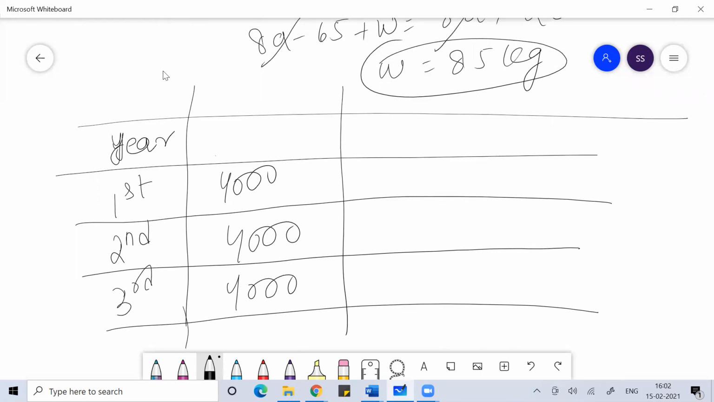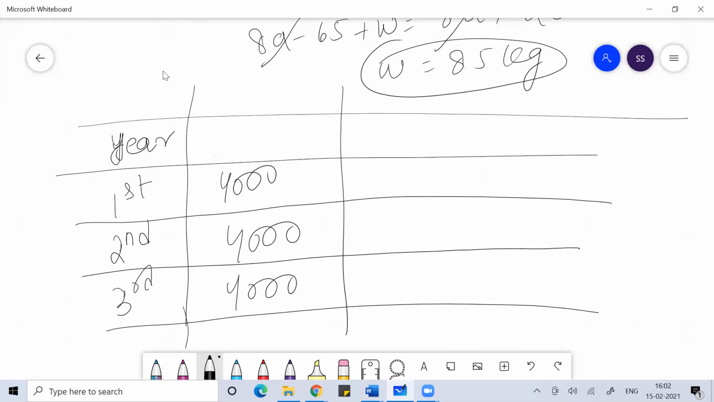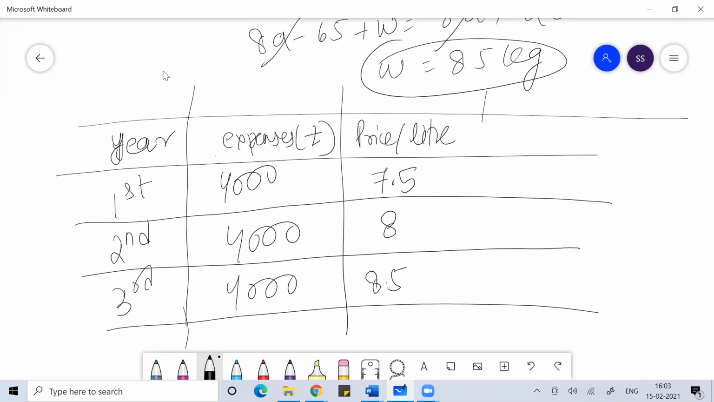In the first year the price of petrol was 7.5 rupees per liter. The total money he's spending is 4,000 rupees. The price per liter here is 7.5 rupees, here it was 8 rupees, and here it was 8.5 rupees per liter.